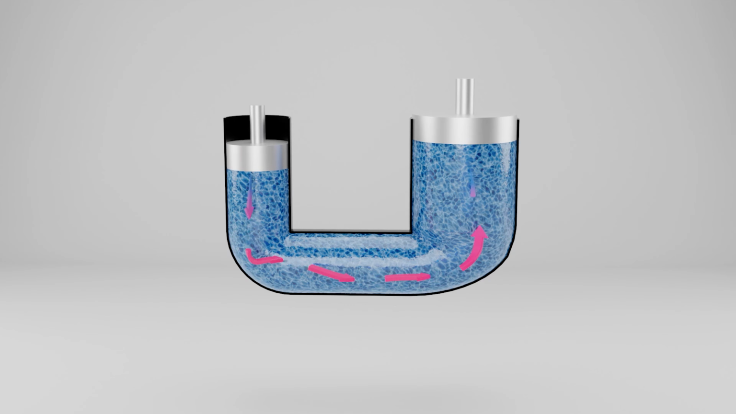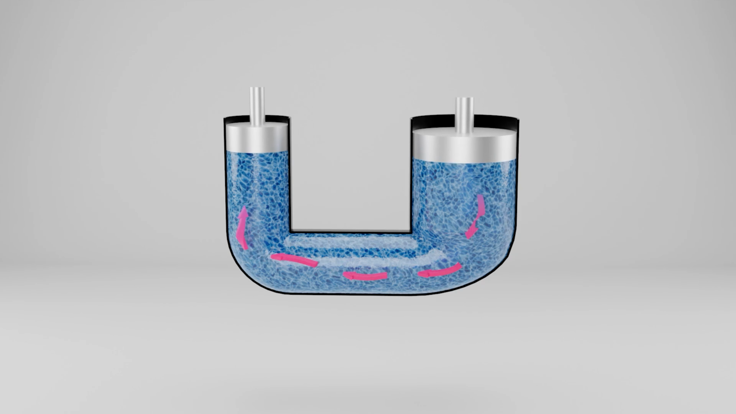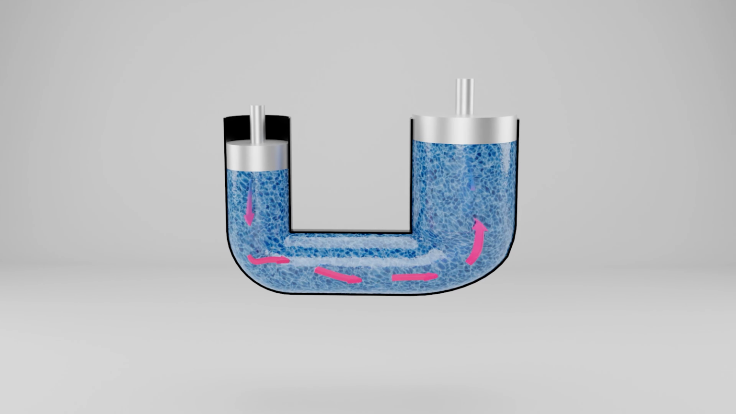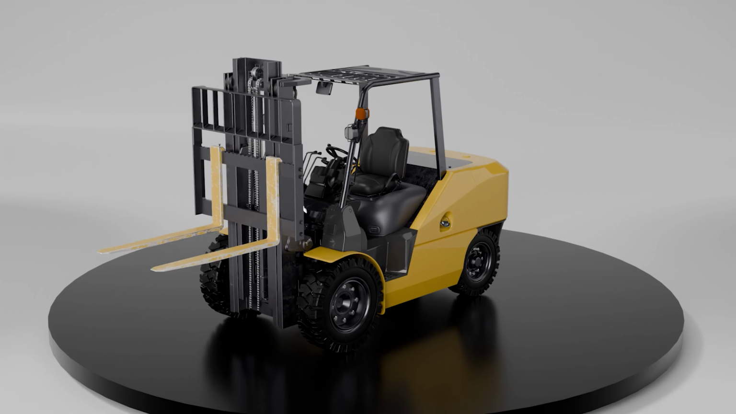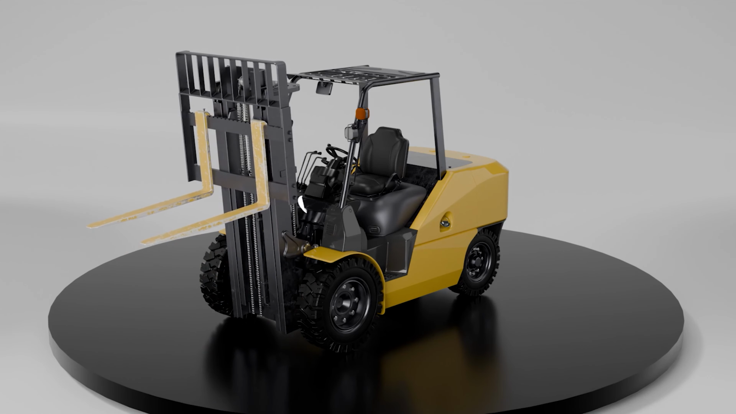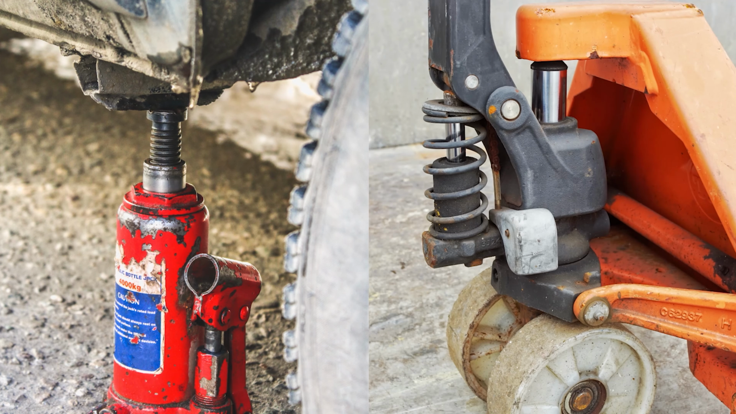Now here's the key. Pressure stays the same, but force depends on surface area. So when that same pressure acts on a larger piston, it has a larger surface to push on, which multiplies the output force. In simple terms, a small input force on a small piston turns into a much bigger force on a larger piston, all because hydraulic systems trade distance for strength. This is the core principle that every lift, tilt, and side shift function in a forklift is built on. That's the core idea behind every hydraulic system, from car jacks to pallet jacks, and especially forklifts.